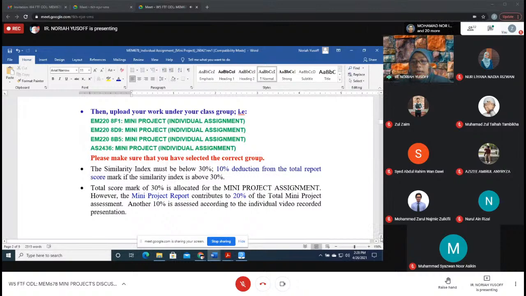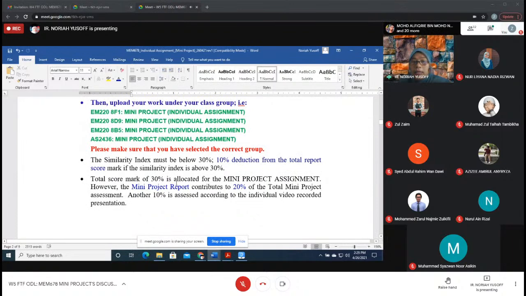So again here. The total score mark of 30% is actually allocated for the mini project assignment. For the report itself, only 20%. The report of the project, the one that you have to submit, contributes to 20% of the total mini project assessment. Another 10% is assessed according to the individual video recorded presentation. So I will provide another instruction just for the video presentation. Okay, so far so good. Semua clear?